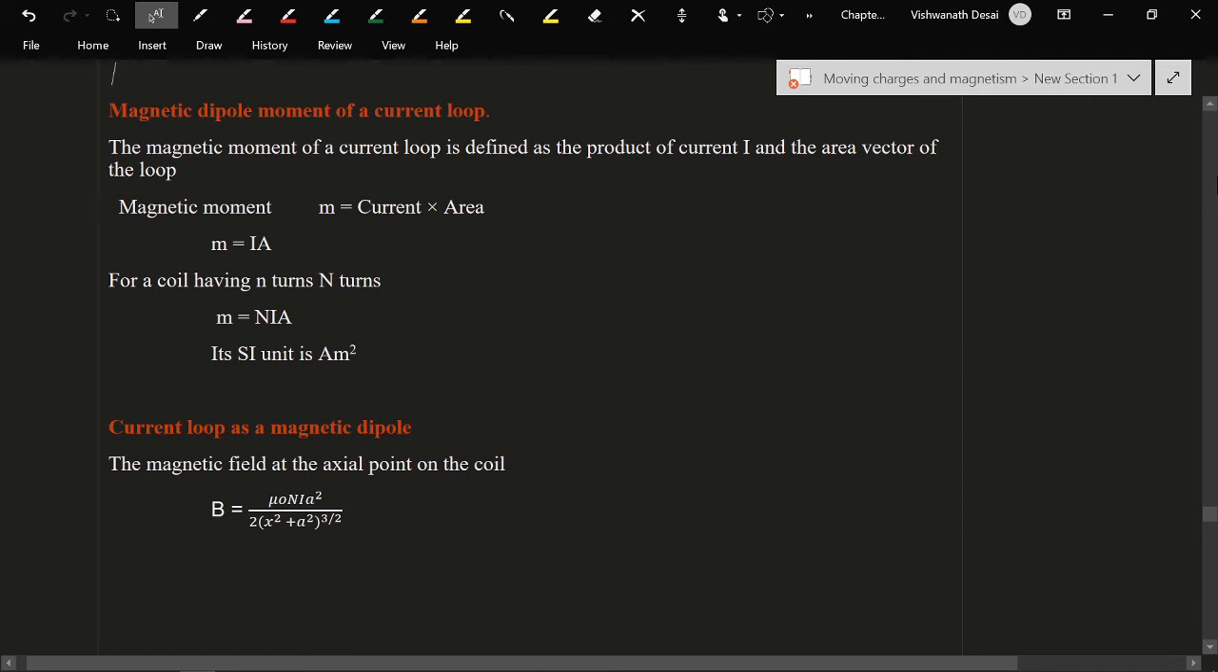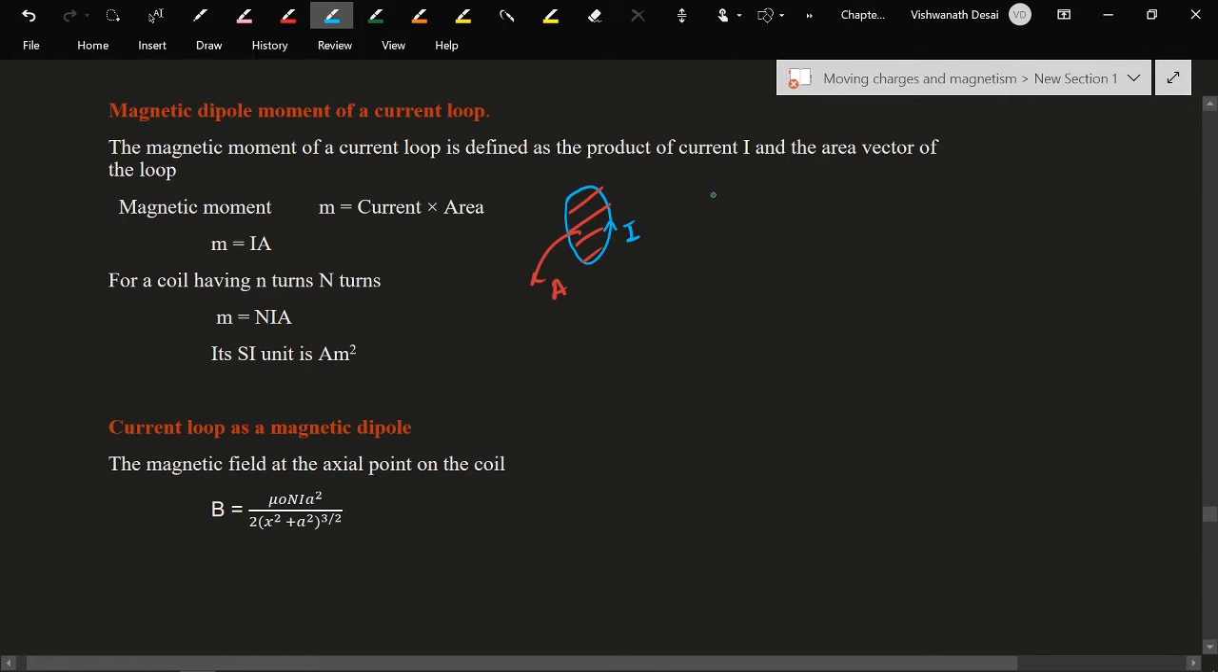Magnetic dipole moment of a current loop. I have a current loop here. That means a conductor carrying a current. This is a current loop. And the area enclosed by this loop is A, and the current carried is I.